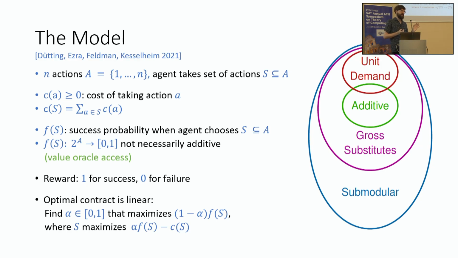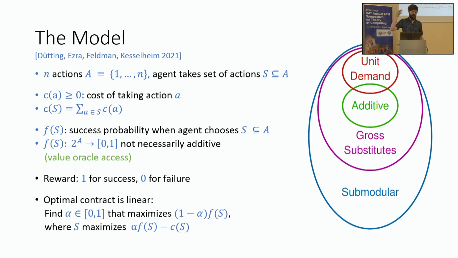So I want to assume that there are n basic actions that you can take, like talk to someone, submit your paper to STOC or to FOCS. And then the agent takes a set of actions, S subset of A. Each action will have a cost, c of a, non-negative, and I will just assume that costs are additive. And then there's a reward function or a success probability function that takes a set of actions and in this case maps it to success or not, like 1 or 0. So it's a mapping from 2 to the A to 0, 1. And I will assume that we have a value oracle for this. So if I plug in an S, it gives me a value.